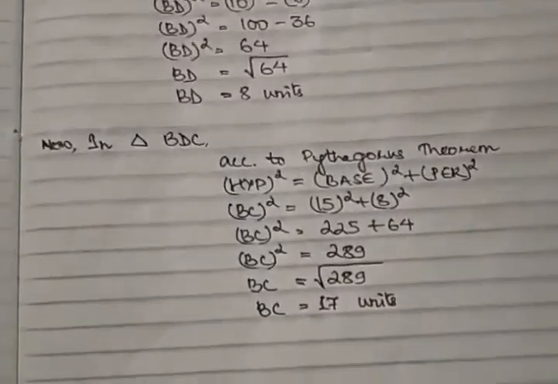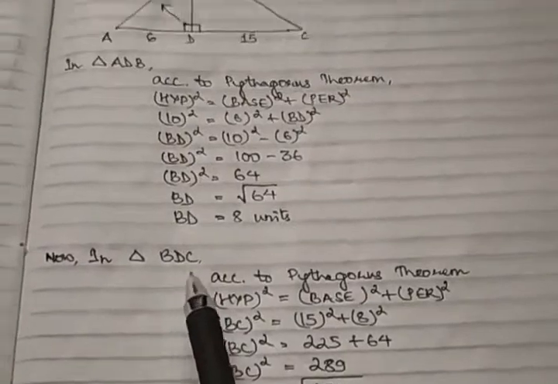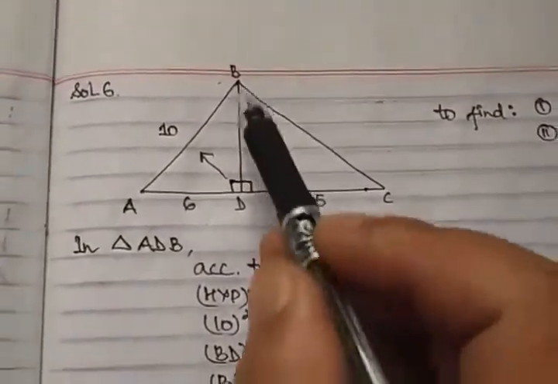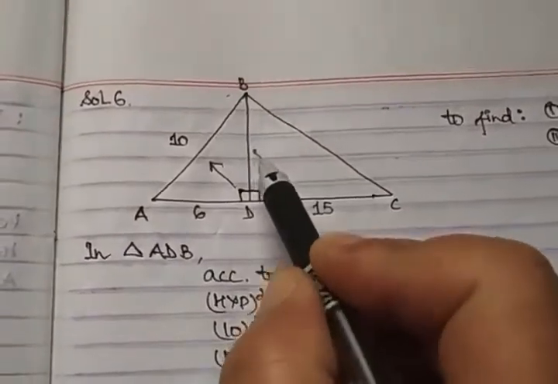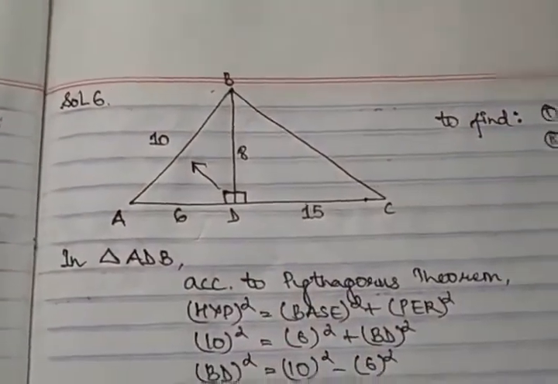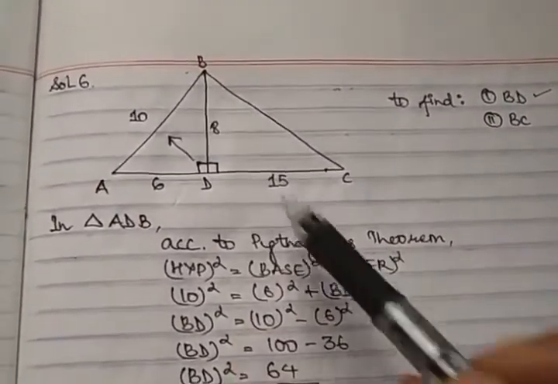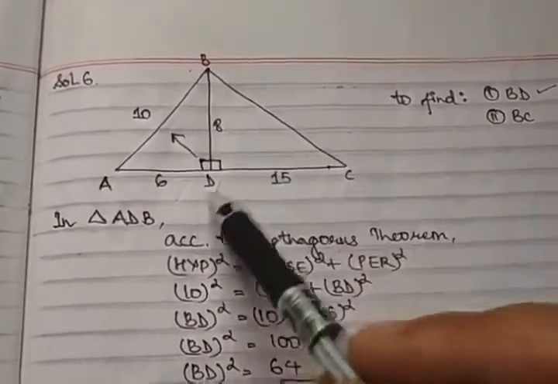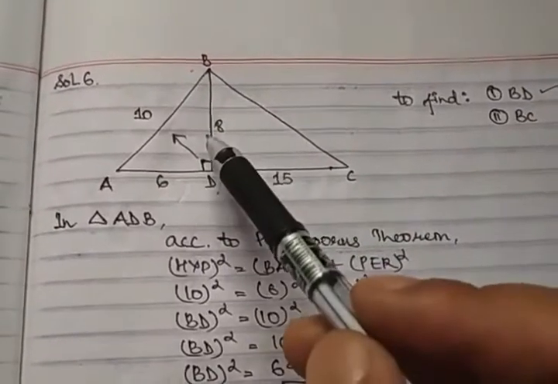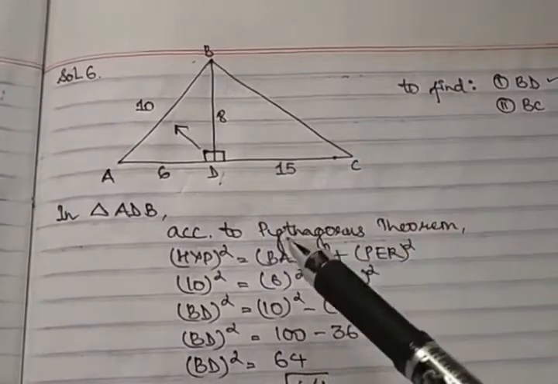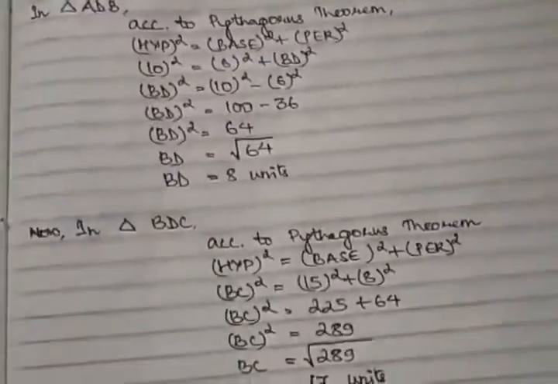Now the second one, in triangle BDC. Now see, once we got the value for BD, that is this side, we got this side as 8 units. Now the second part of the question was we need to calculate BC, as I've already told you before. If you take this triangle, for this triangle, this is your perpendicular, this is your base, this is your hypotenuse, for BDC. So that is what I have done here.